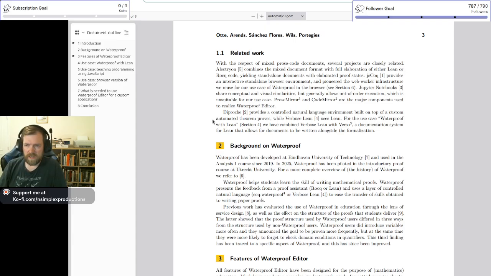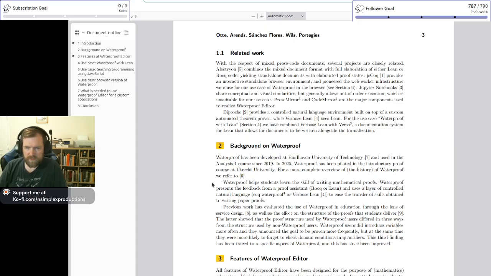For the use case Waterproof with Lean, we have combined Verbose Lean with Verso, a documentation system for Lean that allows for documents to be written alongside the formalization. Waterproof has been developed at Eindhoven University of Technology and used in the Analysis 1 course since 2019. In 2025, Waterproof has been piloted in the Introductory Proof course at Utrecht University. For a more complete review, see 6. Oh nice, it is clickable.